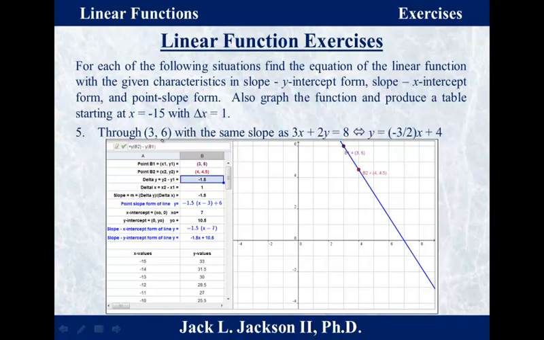And then it needs to go through (3, 6). Negative 3/2 is negative 1.5, so I wrote it as y equals negative 1.5, parentheses x minus 3, plus the 6, centering on that point. So we should see (3, 6) here. Every time you go right 1, you go down 1.5. Right 1, down 1.5, or in other words, right 2, down 3. That gives us a point here, for example, at (5, 3) also.